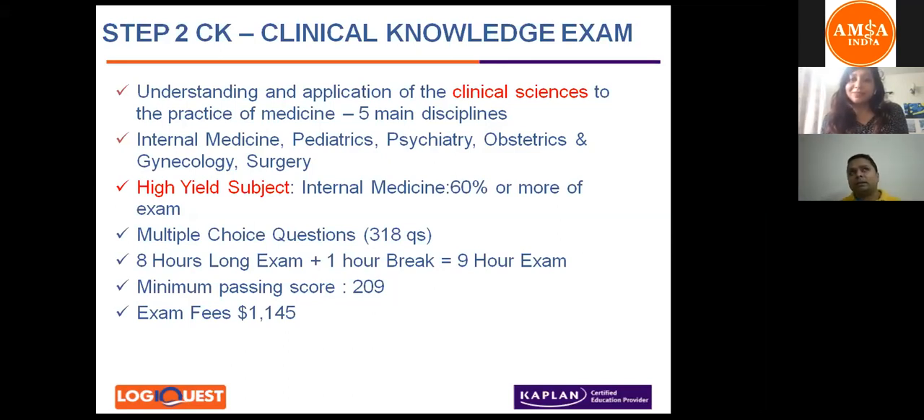The minimum passing in Step 1 that we saw was 194, whereas in Step 2 CK it is 209. The exam fee in Step 1 that we saw was $1125. Here it is $1145, just about $20 more, and that covers your entire Step 2 CK. There's nothing much beyond this. The rules would remain the same for both. Go to the Prometric Center, 365 days. It is administered anytime you go, and you just appear for the exam.